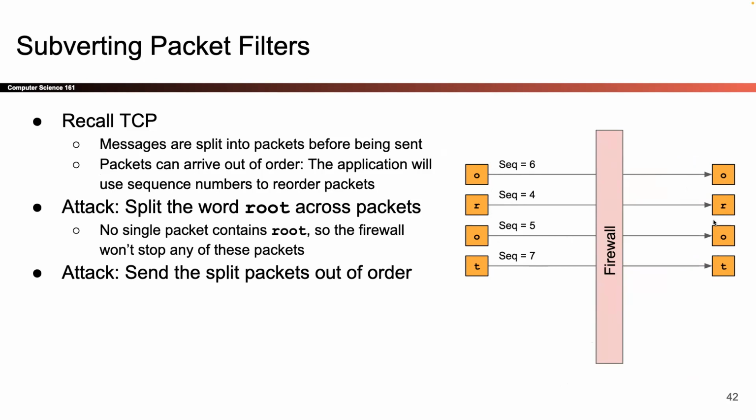Well, now the person on the other side is going to reassemble these using the sequence numbers, and they're going to get the word root. And that's bad. We don't want that. So that could be one way to subvert, is to split the letters across different packets. Something else you could do is you could send them out of order.